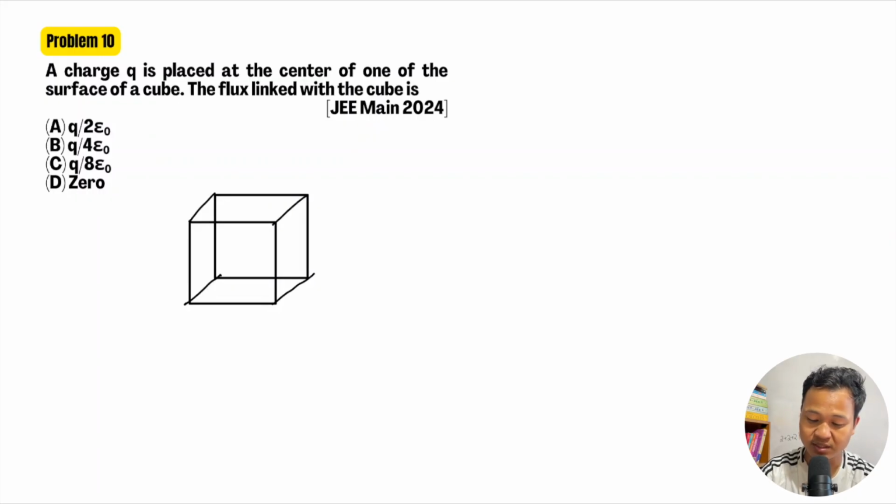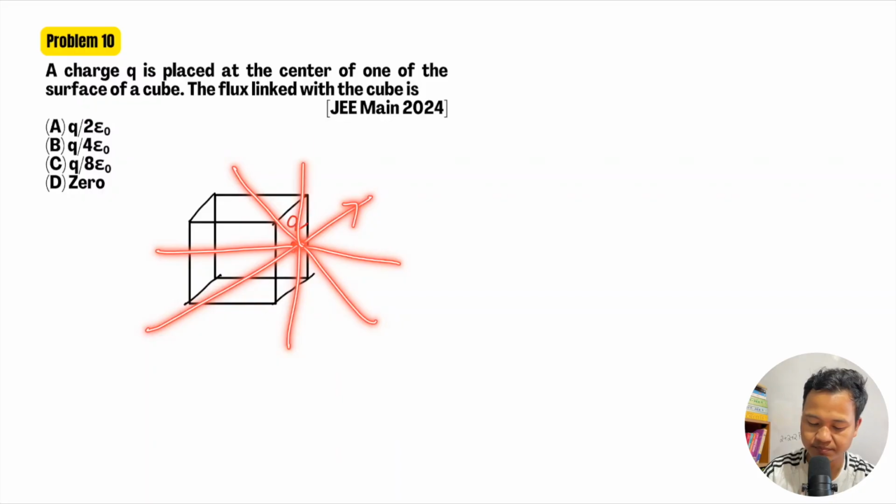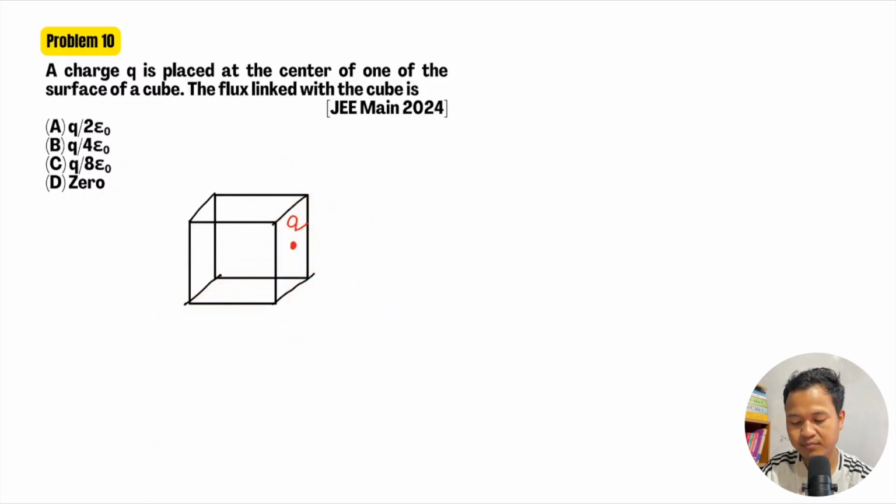The charge is placed on the center of one of the faces of the cube. The electric field lines will go out on all sides, like this. Now it is very difficult to solve this directly, so we will use an easier technique.